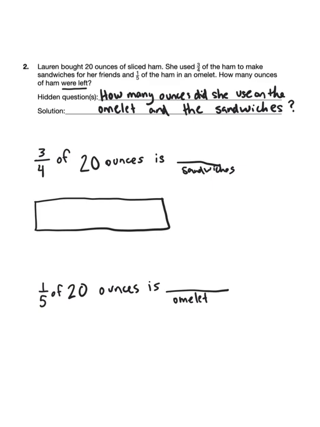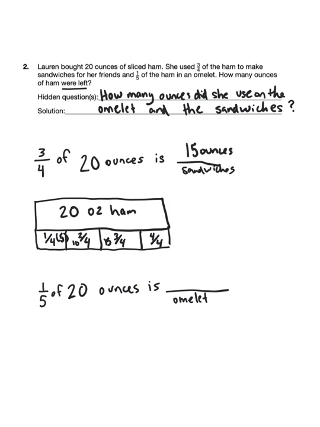This tape diagram that I just drew, this long rectangle, this is her 20 ounces of ham. Remember, the abbreviation for ounce is OZ. And we're going to cut that 20 ounces into 4 equal pieces. So this is 1/4, 2/4, 3/4, and 4/4 or 1 whole. Okay, so 1/4 of 20 would be 5 ounces. Kind of running out of room here. 2/4 would be 10 ounces. 3/4 would be 15 ounces. Okay, so that means she used 15 ounces on her sandwiches.